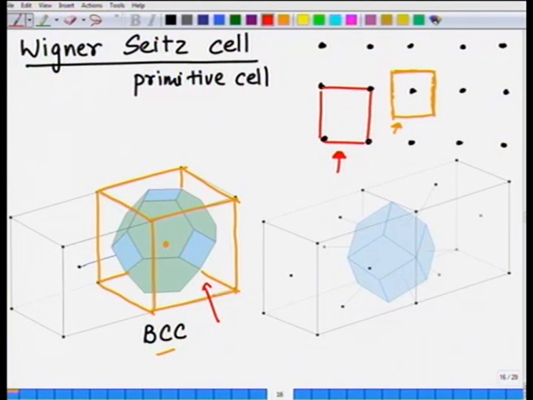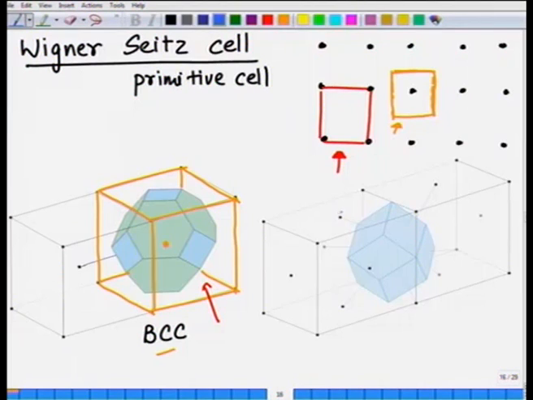You take perpendicular bisectors and find the smallest volume. From the center point, you draw lines to all other lattice points, and draw planes which are perpendicular to these lines, right in the center of the 2 points. Whatever line is joining two lattice points, right in the center of this line, draw a perpendicular plane. Keep drawing it like this for all the lines you can possibly draw, and construct the smallest volume in the case of BCC.